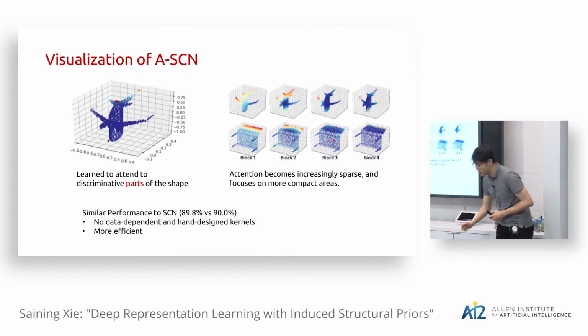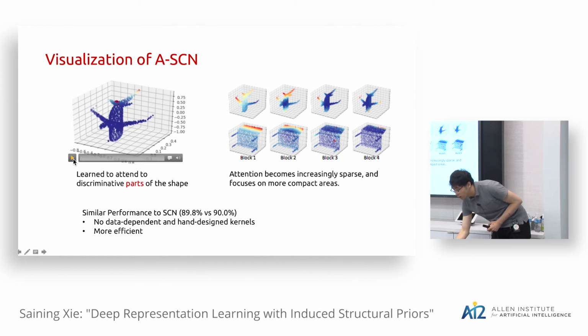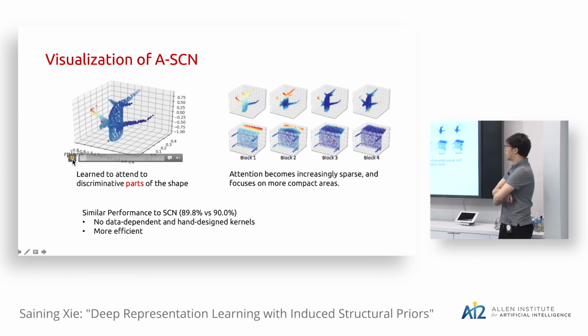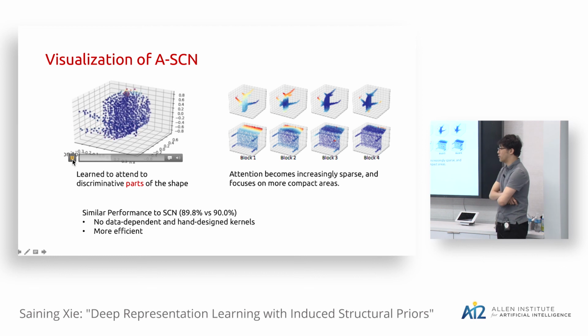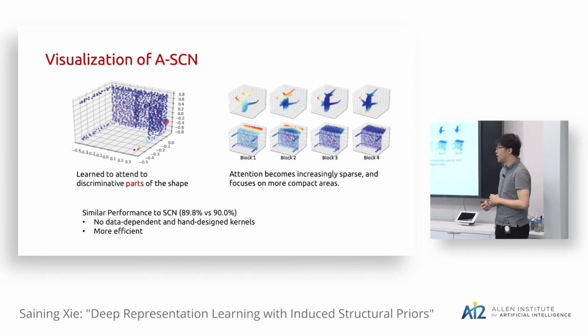Here is some visualization of what we learned from this self-attention module. As you can see, the network is really learning to attend to discriminative parts of the shape. And on the right, it shows the attention actually becomes increasingly sparse, focusing on really small, compact areas in your shape. So the resulting model has similar performance to the original ShapeContextNet, there are no data-dependent, hand-designed kernels, and it is more efficient as well.